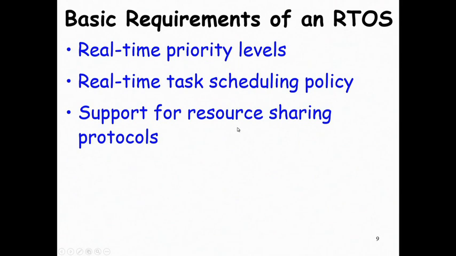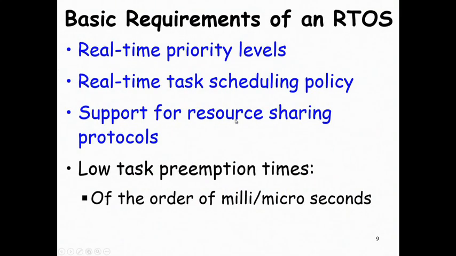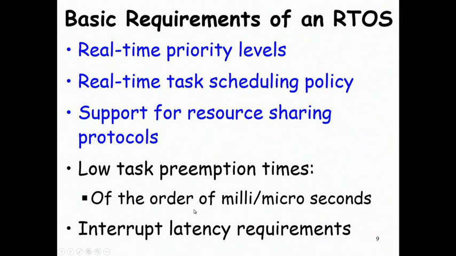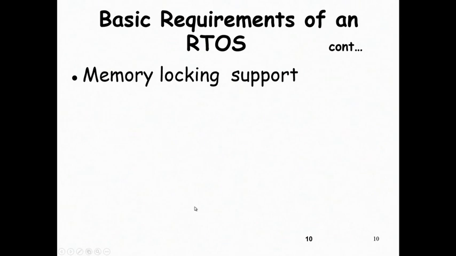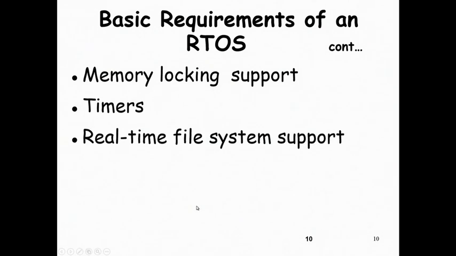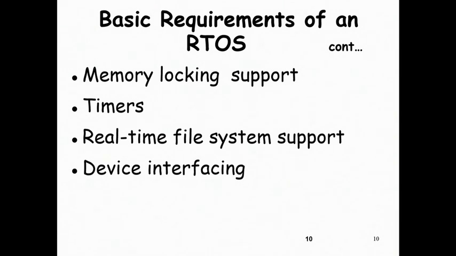And then the third requirement for a real time operating system is support for resource sharing protocols. So, we will look at some of the important resource sharing protocols, and also we will see the requirement for a real time operating system of low task preemption time of the order of a millisecond or a microsecond, interrupt latency requirements, memory locking support. We will see what is memory locking and why memory locking is required, timers, real time file system support, device interfacing, etc., which we will briefly look at.